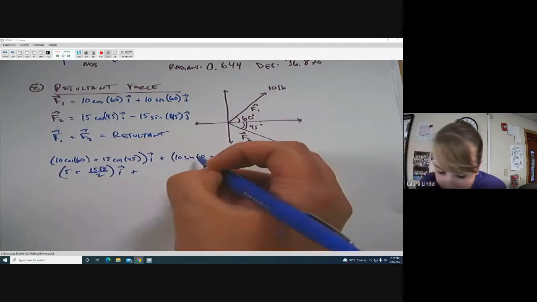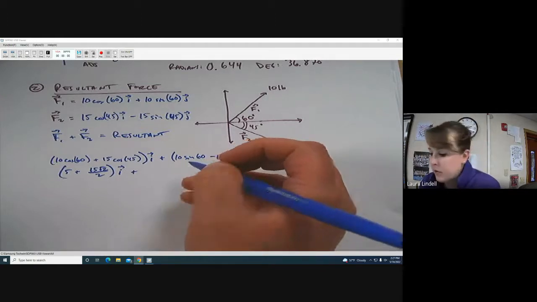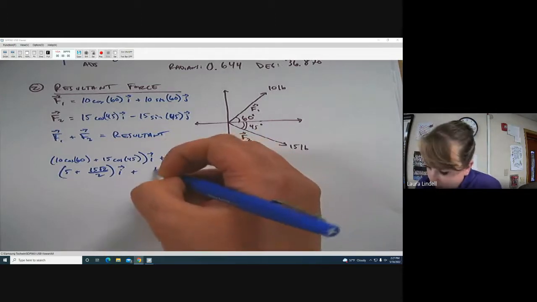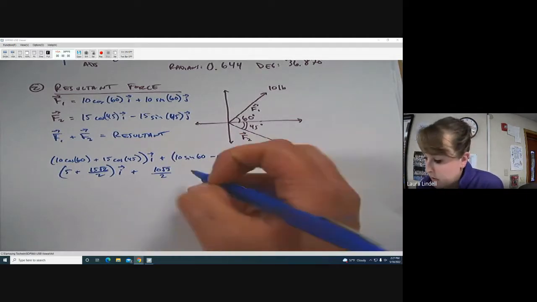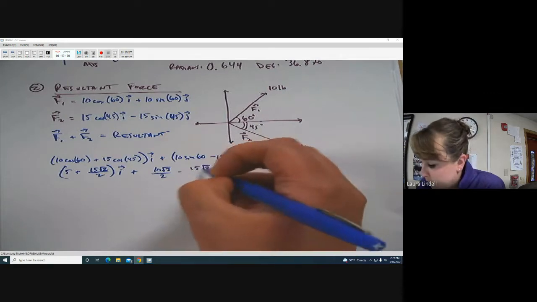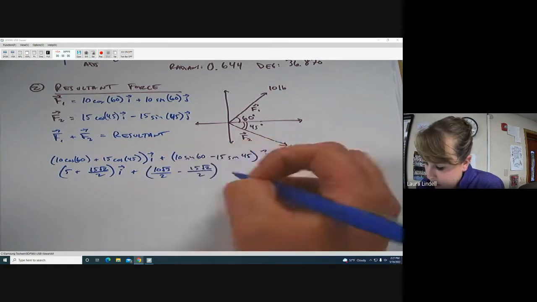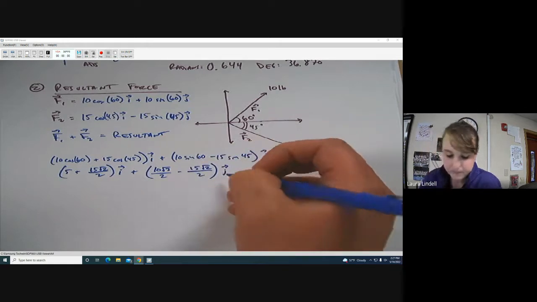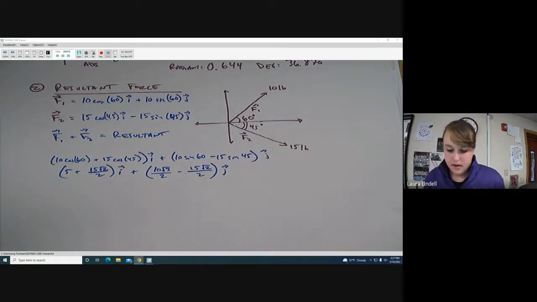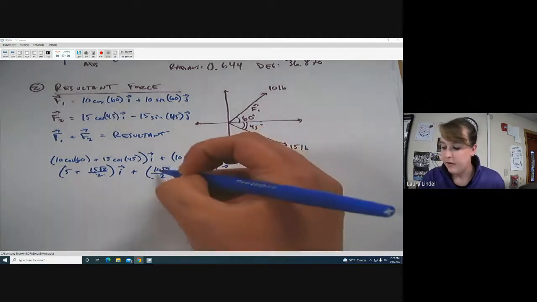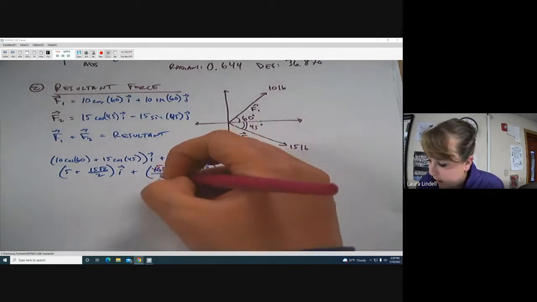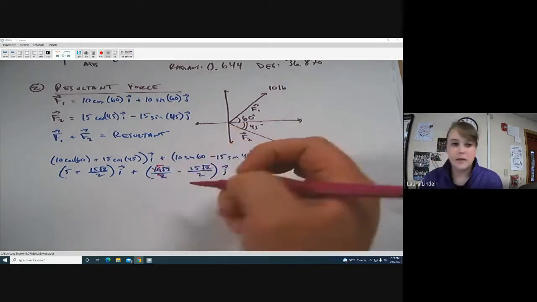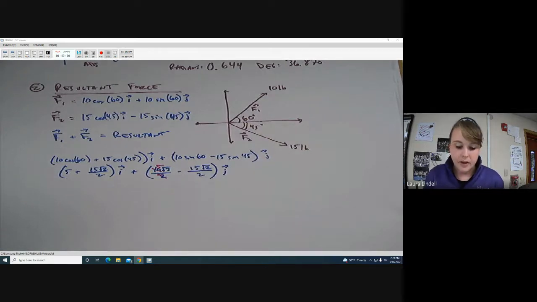And then for this one, sine of 60 is root 3 over 2. So we're going to go 10 root 3 over 2. And then sine of 45 is also root 2 over 2. So minus 15 root 2 over 2 J. And then we can cancel this and make it instead 5 root 3, since 10 over 2 is 5. But that's about as simplified as we can make this.